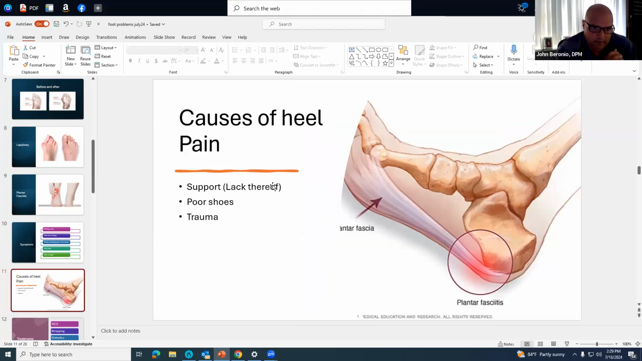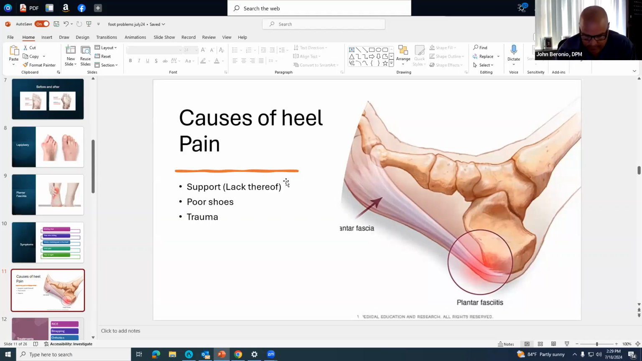So the causes of heel pain. Heel pain is really due to support or lack thereof. That's why we see a lot of this in the summer months, where a lot of people are either walking around in sandals, barefoot, flip-flops. Flip-flops are a big cause of heel pain in the summer. Again, poor shoes, meaning shoes that don't, if you look at your sneakers or shoes and you don't have any support on the bottom of the shoe, and I'm talking about on the inside of the shoe, not on the bottom outside of the shoe.